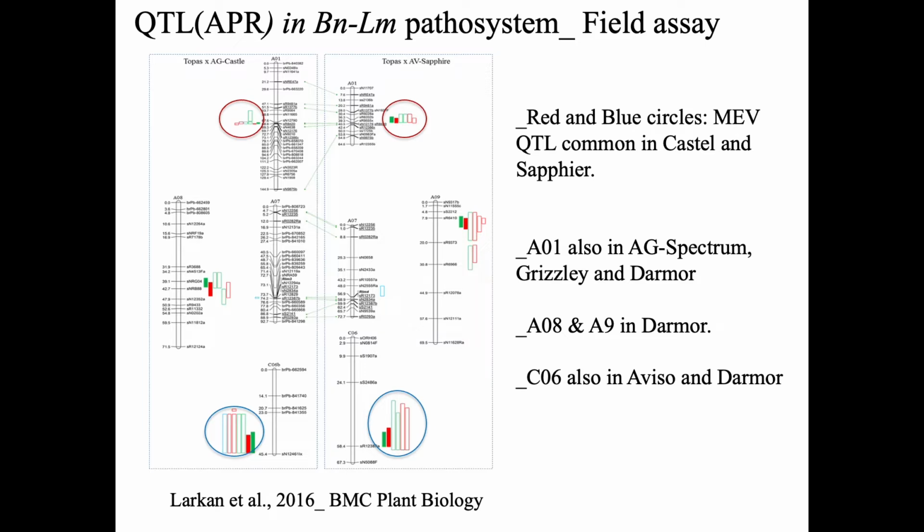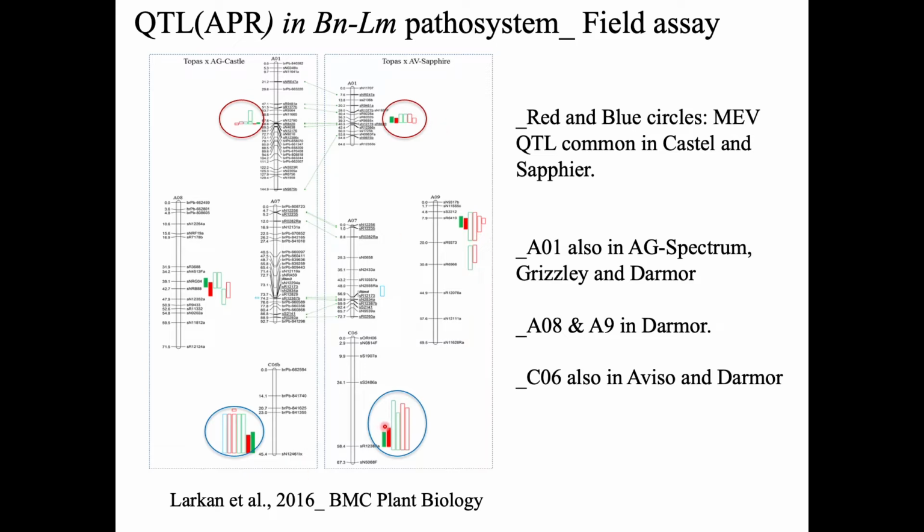So for Castle, these QTLs were on chromosome A1. They were also on A8, and they were on C6 as well. In Sapphire, we had A1, A9, and C6. As the circles in this show, the ones that I have marked with a circle are QTLs that are common between the two populations of Sapphire and Castle, on A1 and C6.